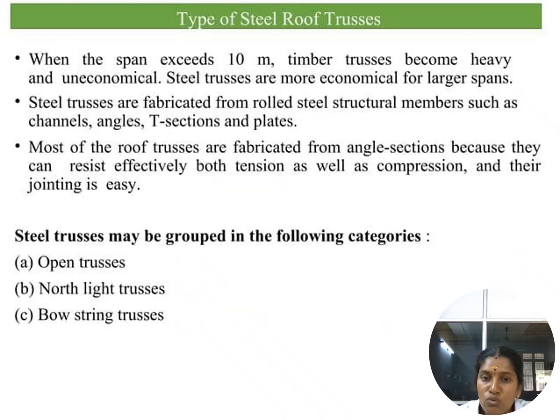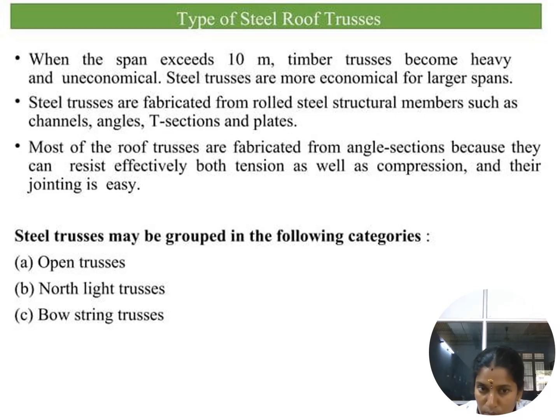So next we will move to the types of steel roof structures. When the span exceeds 10 meter, the timber trusses become very heavy and it's an uneconomical section. That's why from 6 meter onwards we prefer steel trusses for economical purpose, and they are also applicable for large span structures. These steel structures are mainly fabricated from rolled steel sections. So they can be used for roof trusses in the sections of channels, angles and T sections.